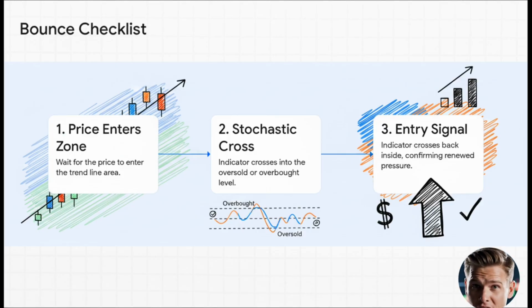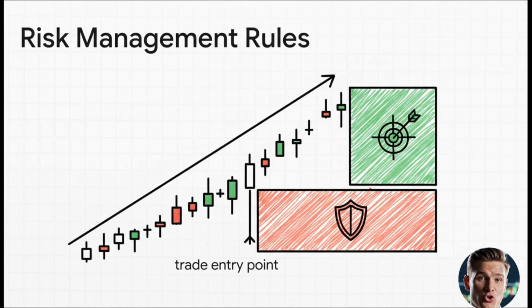That's our confirmation. That tells us momentum is shifting and the buyers are finally stepping back in. Of course, no strategy on earth is complete without some ironclad risk management. The rules are super simple. Your stop loss goes just below the recent swing low. Easy. For your take profit, you're going to target double the amount that you're risking. This 2-to-1 risk-to-reward ratio is absolutely key for staying profitable in the long run.